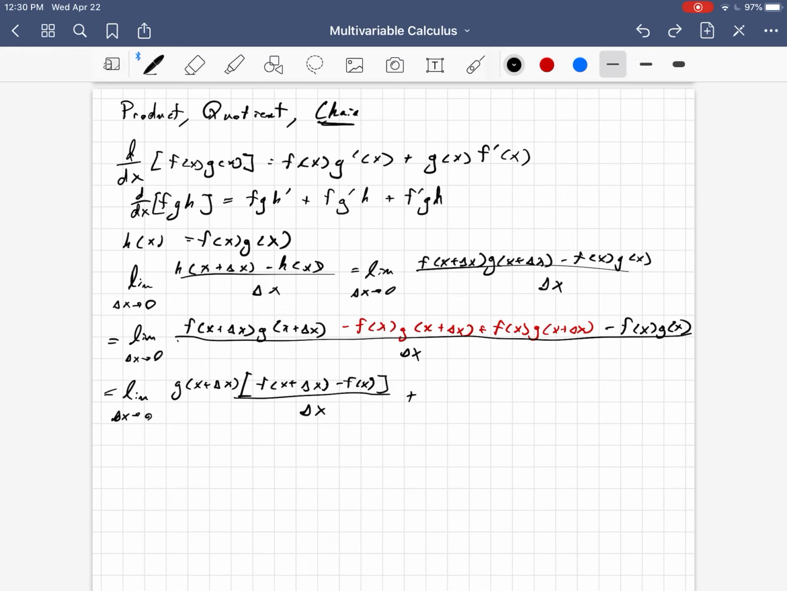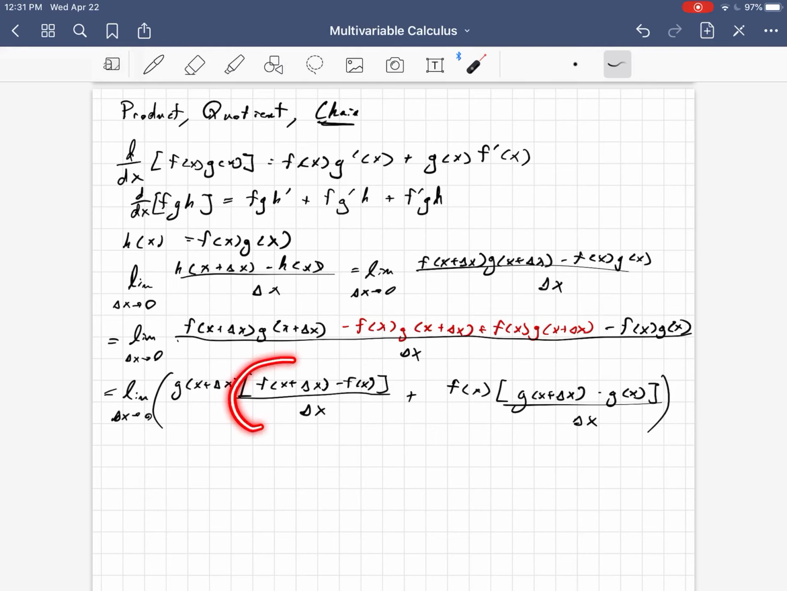Plus, now, so what did I group? I grouped the first two, right? Group this term and this term. Okay, plus now, f of x times g of x plus delta x minus g of x, and that's all divided by delta x. And we're taking the limit of all of this, so this should all be in parentheses as well.